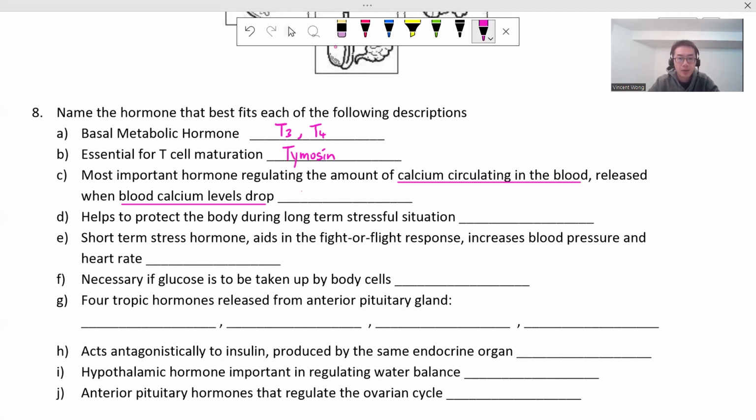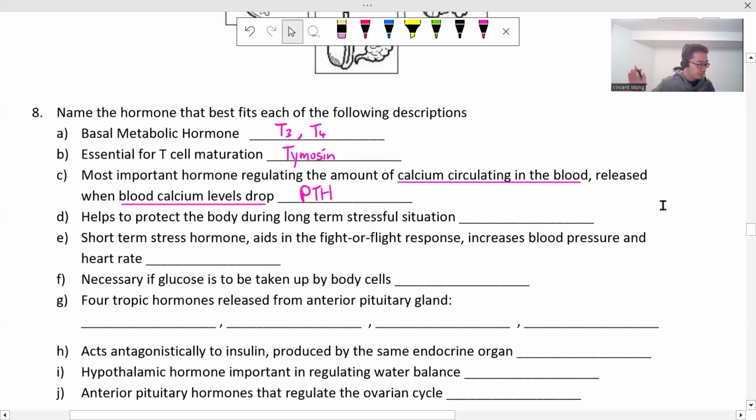PTH. PTH. So I encourage you guys to make cue cards for these, if not for the test, then for your next course. I'm telling you, everything we learn, you're going to learn again when you take anatomy and physiology. This is pre-anatomy physiology. If you're going into the practical nursing program, which I believe a lot of you are, you will have to do the actual anatomy and physiology. And like I said, from what I heard, that's a killer.